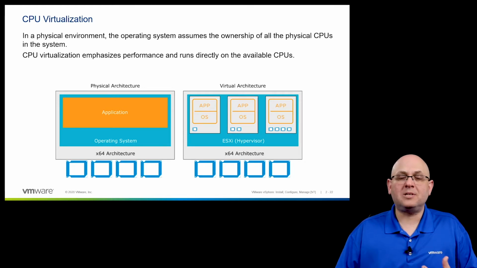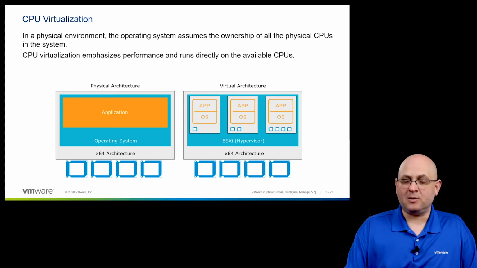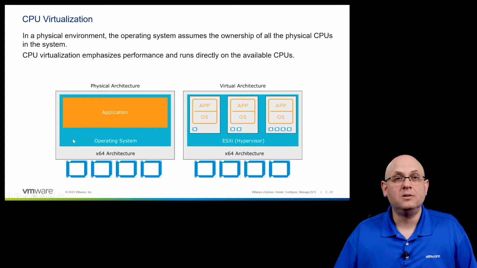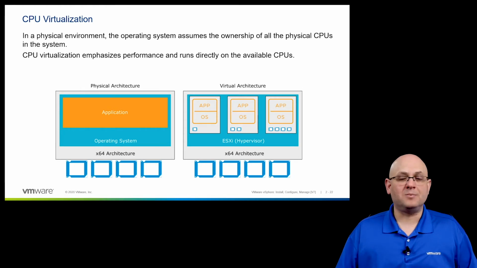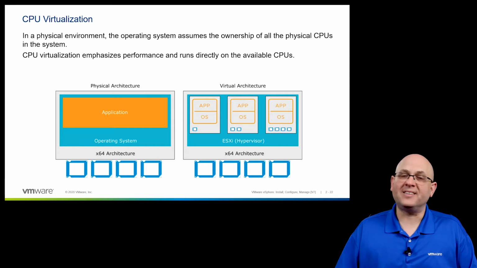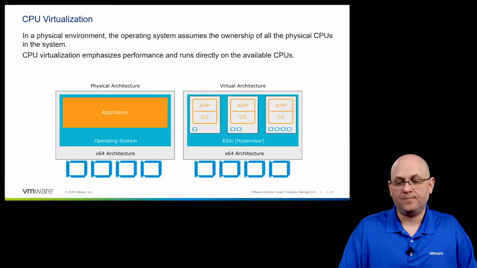So when it comes to CPU virtualization, we know that in a physical architecture, the applications have access to all of the CPU. The operating system says, okay, application, you just make your requests. I'll go and find a physical resource for you and allocate that physical resource to you.